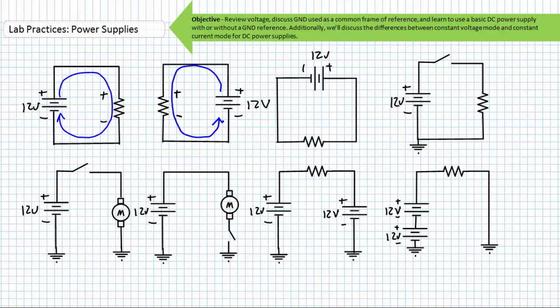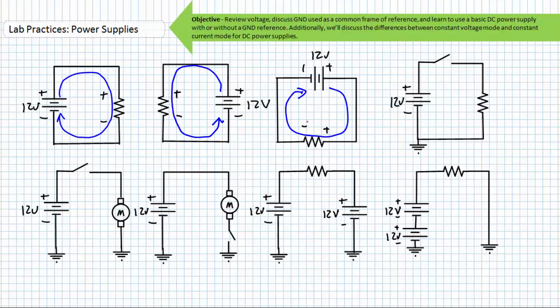Third one is more of the same. It's a 12 volt source without a ground reference. That being said, there is still a 12 volt differential, and conventional current will come out of the positive terminal and travel to the negative terminal and induce a voltage drop across our load resistor with the indicated polarity.